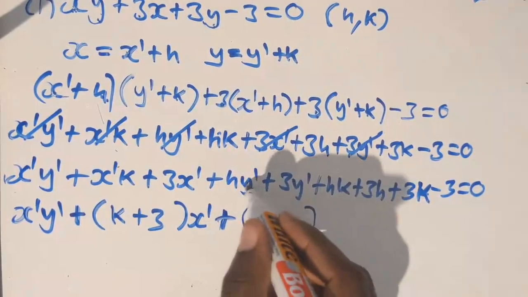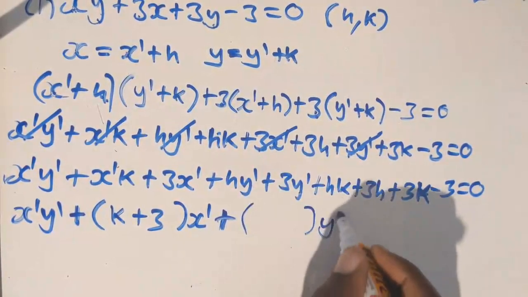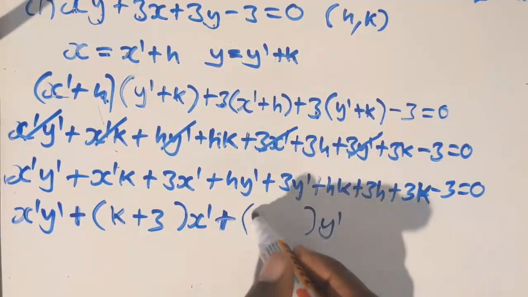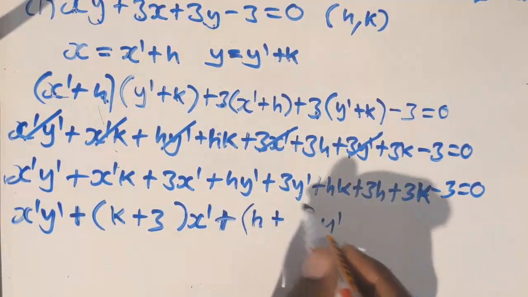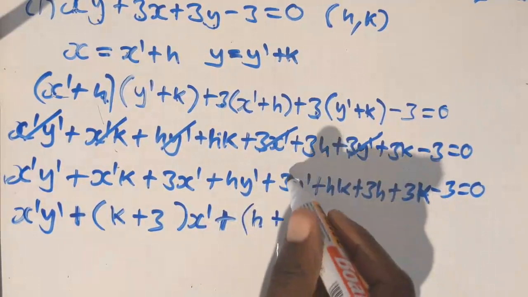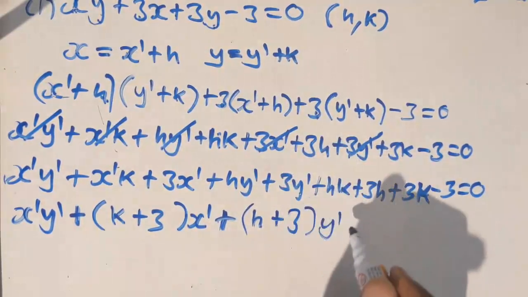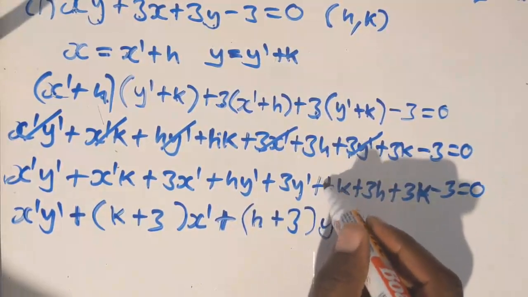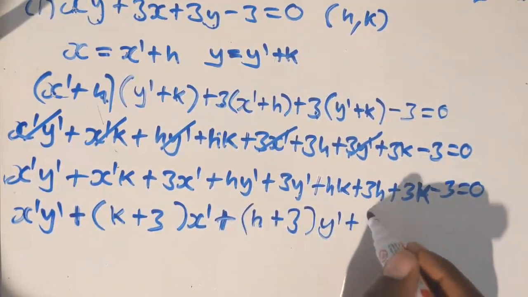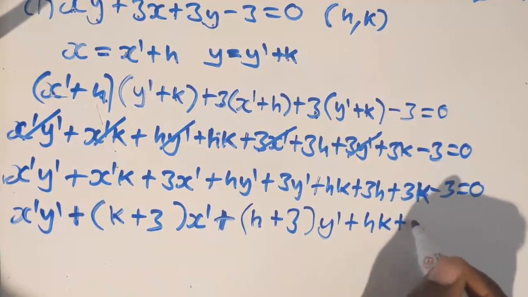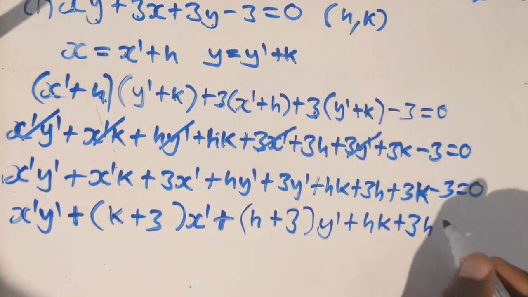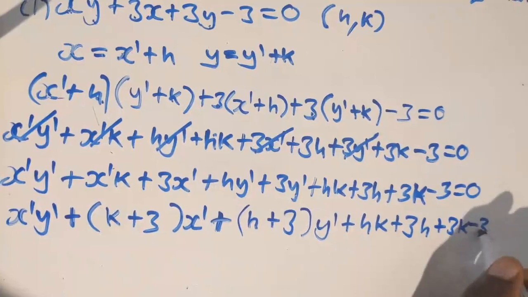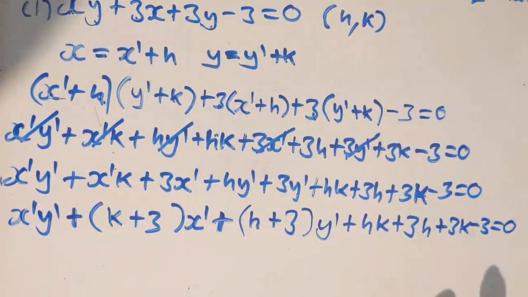So you say plus, you do the same here. Y prime is common, so you say y prime outside. So you say when y prime cancels that, what is going to remain? It is h, then plus. When the y prime is cancelled, what is going to remain? It is the 3 like that. Then these, just copy them the way they are. So starting from here, copy them the way they are. So it will be plus hk plus 3h plus 3k minus 3 equal to 0 like that.